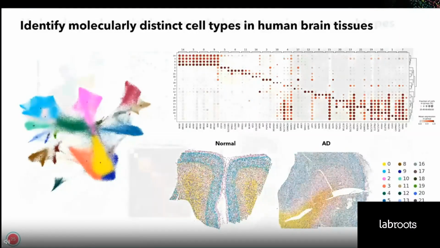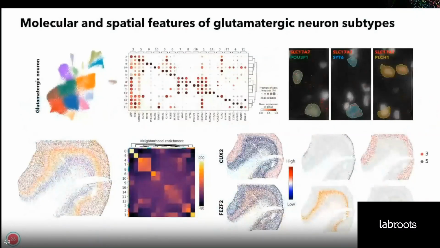To gain a deeper understanding of the gene expression and spatial features of cell types in human cortex, I performed another round of clustering analysis with glutamatergic and GABAergic neurons. Here I first show the result from glutamatergic neurons. Specifically, I can identify 15 different excitatory neuron subclusters, each with a distinct gene expression pattern. Here I show 3 examples showing the co-expression of cell type-specific markers such as POU3F1, SYT6, and PLCH1 with the pan-glutamatergic neuron marker SLC17A7.